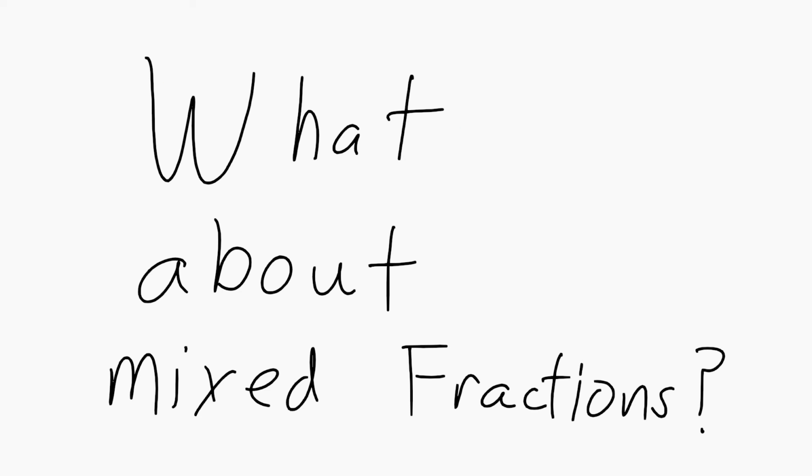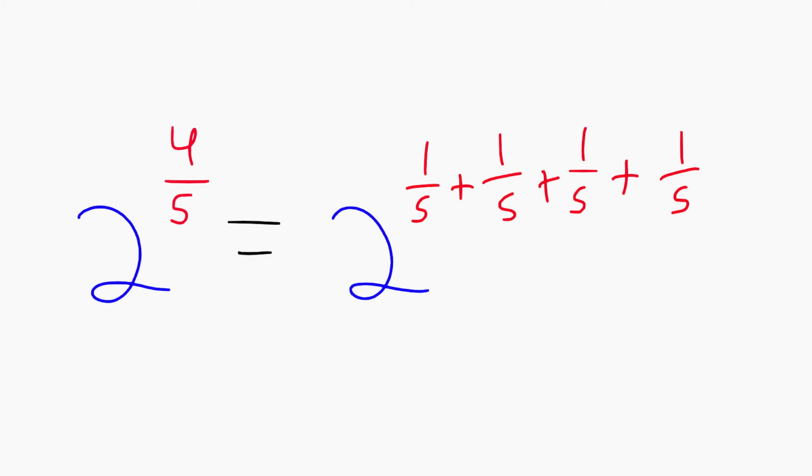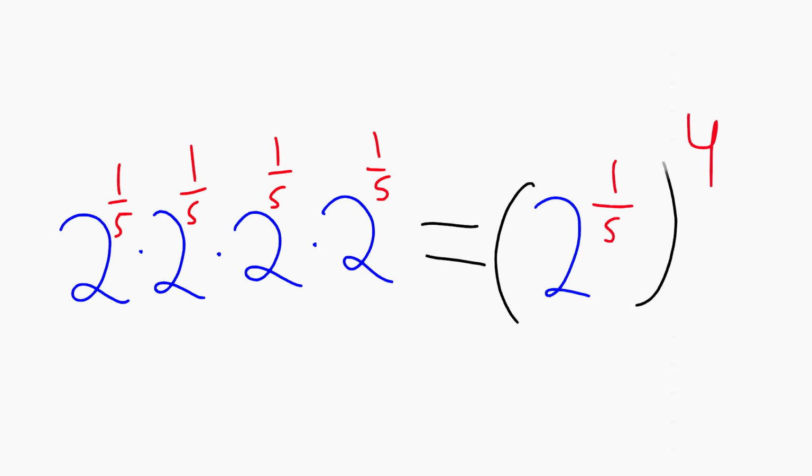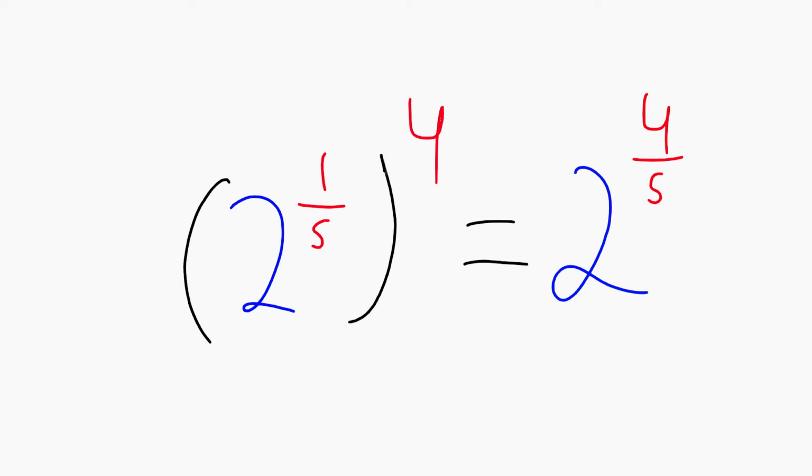Well, now what if we had a mixed fraction in the exponent, like 2 to the 4/5? Using the addition rule, we can rewrite that as 2 to the 1/5 plus 1/5 plus 1/5 plus 1/5, and that can be rewritten as 2 to the 1/5 times 2 to the 1/5 times 2 to the 1/5 times 2 to the 1/5, which is just repeated multiplication. So we can rewrite that as 2 to the 1/5 to the 4th power, since we're repeating 2 to the 1/5 4 times. So 2 to the 4/5 is equal to 2 to the 1/5 to the 4th power.